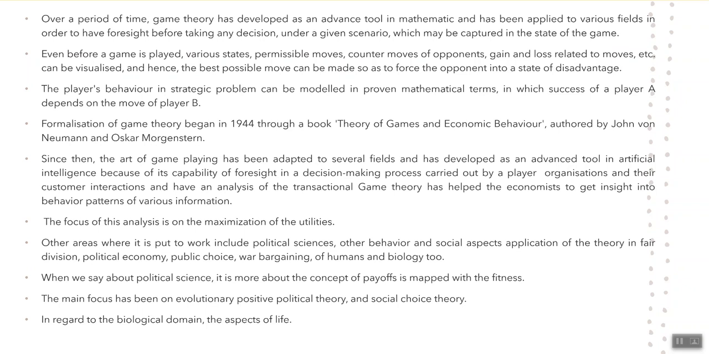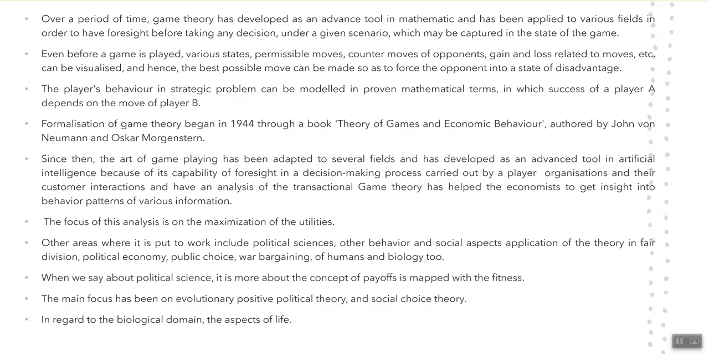Even before a game is played, various states, permissible moves, counter moves of opponents, gain and loss related to moves, etc., can be visualized. And hence, the best possible move can be made so as to force the opponent into a state of disadvantage. So it's all about the player's behavior in a strategic problem, which can be modeled in proven mathematical terms in which the success of player A depends on the move of player B. All this formalization of game theory began in 1944 in a book called The Theory of Games and Economic Behavior, authored by John von Neumann.